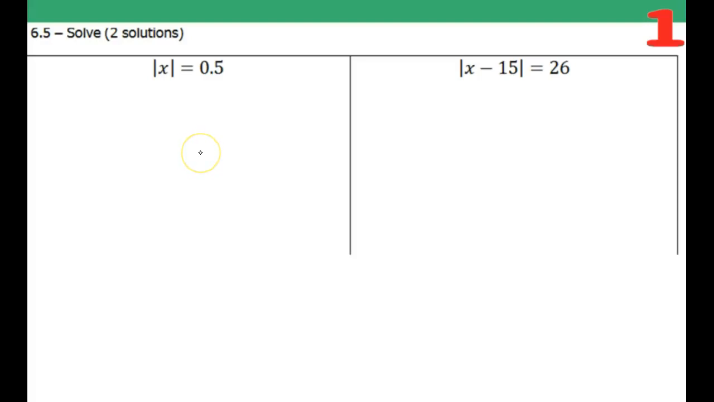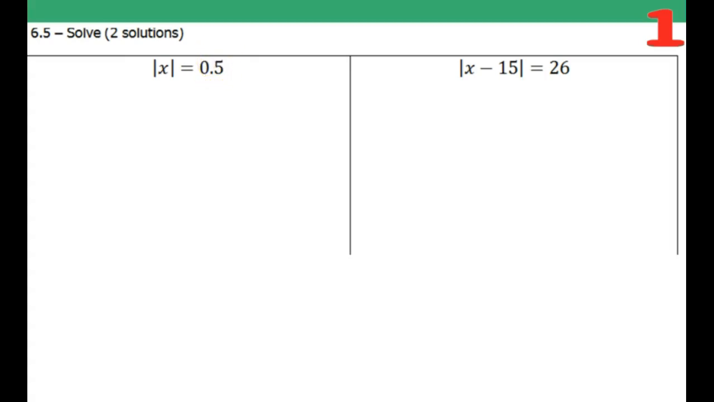Good morning and welcome to our review of absolute value and absolute value equations and inequalities. We're going to start off with equations. So we have the absolute value of x equals 0.5. If we think of this as our shower, what number could go into our shower that would come out 0.5?